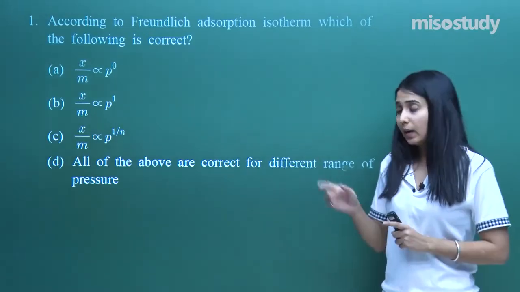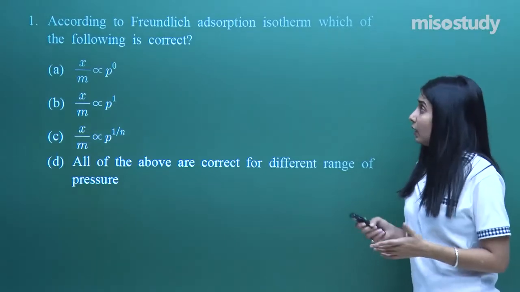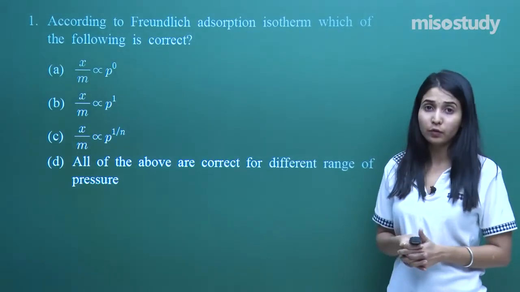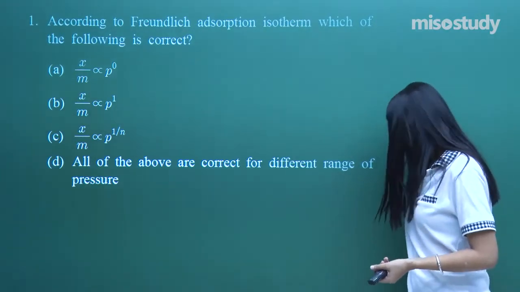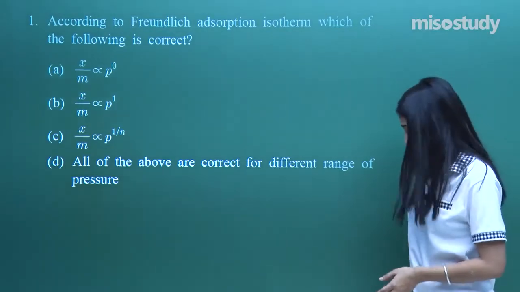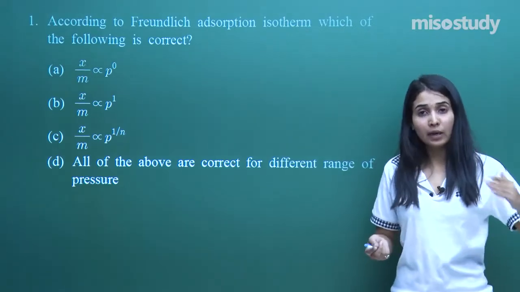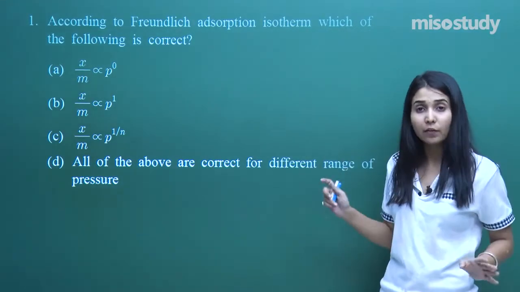Right. So looking at the very first question, what does it say? It says that according to Freundlich adsorption isotherm, which of the following is correct? Now the first thing that should come to my mind when I say Freundlich adsorption isotherm is that I should have a picture of what the graph used to be like, what the formula used to be, so that I can proceed with what I have to do.